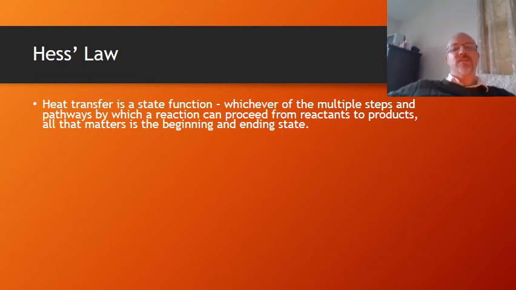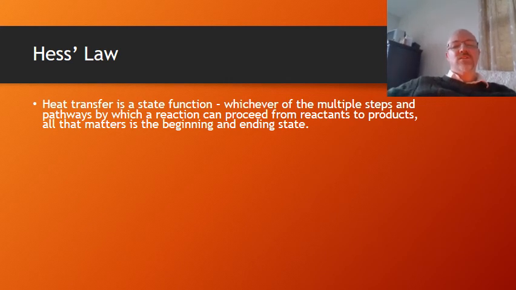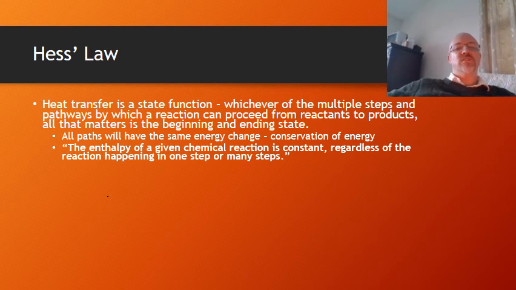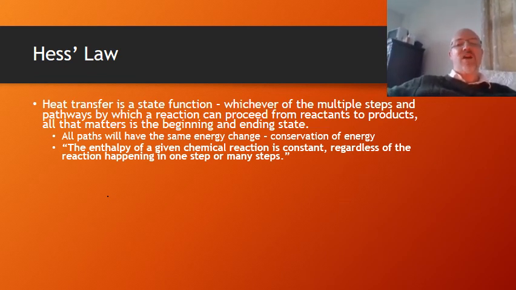So Hess's law basically says that heat transfer, as I indicated at the beginning, is a state function. Whichever the multiple steps or pathways it could happen, all we care about is the energy at the beginning and the energy at the end. Another way of saying that: all paths have the same energy change, conservation of energy. Or as the ChemTeam quote that I've included here says, the enthalpy of a given chemical reaction is constant, regardless of whether the reaction is happening in one step or many steps. The energy change doesn't differ depending on which path you take.